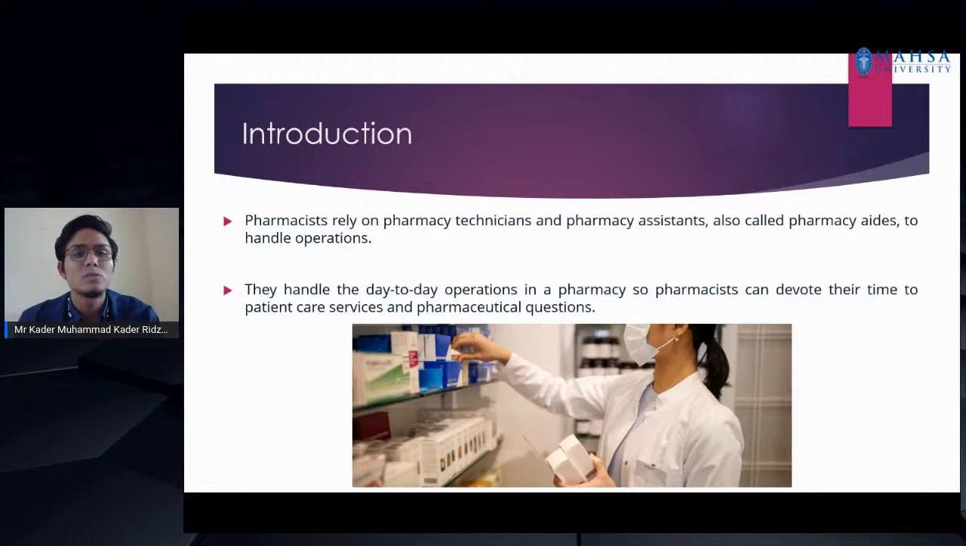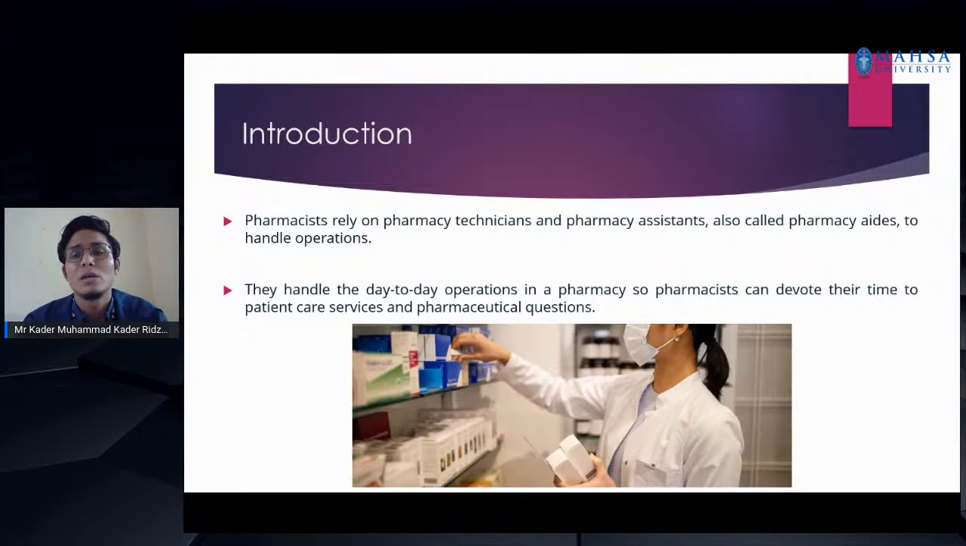Usually the pharmacist will rely on those two, pharmacy technicians or pharmacy assistants, who are also called pharmacy aides, because you need to handle the operations, because pharmacy is not just a one-man job. If you are working in the hospital, per day it can be like 1,000 patients coming in. So you should have a few staff to help ease all the dispensing. Other than that, pharmacy assistants or technicians will handle the day-to-day operation, so pharmacists can devote their time to patient care services and also pharmaceutical questions.